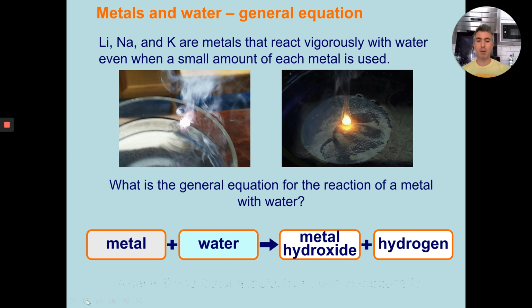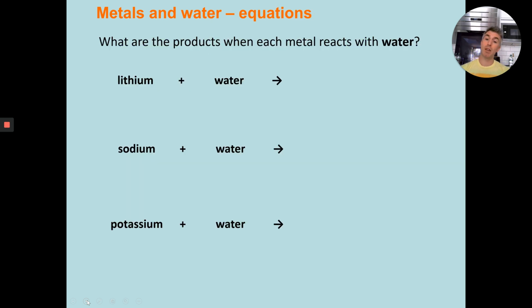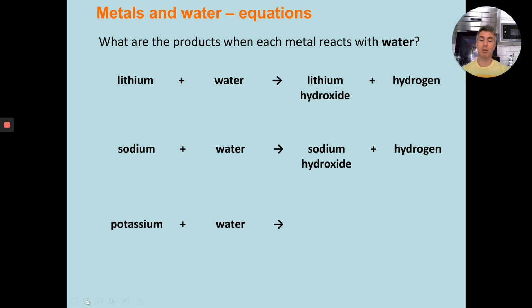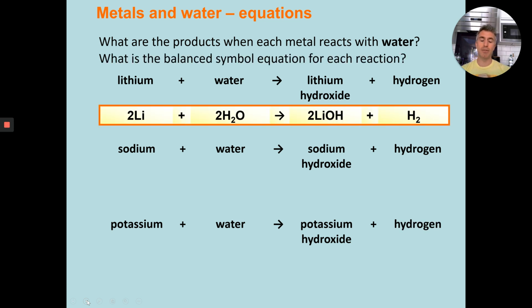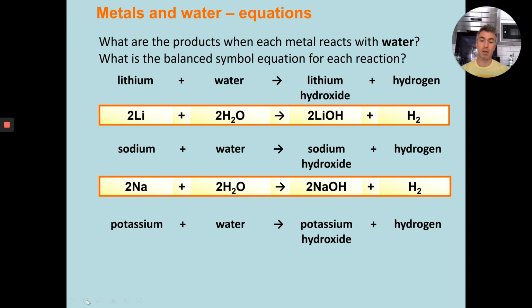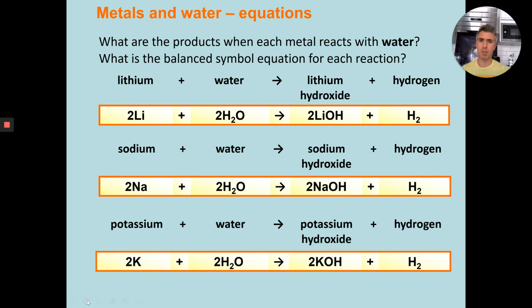Here are some slightly more specific versions. Lithium and water makes lithium hydroxide and hydrogen. Sodium and water, sodium hydroxide and hydrogen. Potassium and water, potassium hydroxide and hydrogen. Well done. And if you wanted to test yourself on the symbols, there's lithium. How is it different for the other two? All you have to do is cross out Li, both sides, and write in Na for sodium, cross out Na, both sides, and write in K for potassium. Simple.